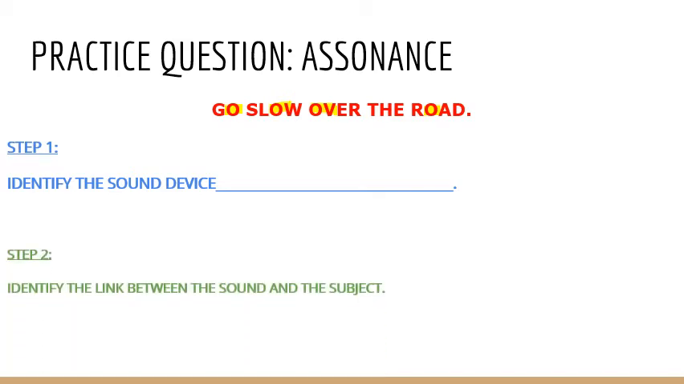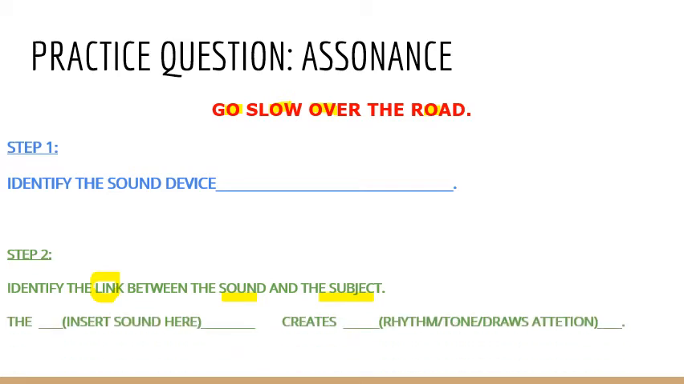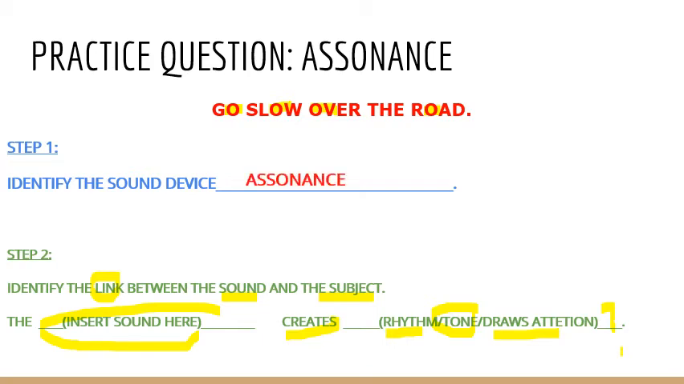Your second step when it comes to assonance is again, I need to see the link between the sound and the subject. What exactly did they try to do here? So what is the sound, and is it trying to create rhythm, or is it creating a tone, or is it trying to draw my attention? What is its function here? As I said, your step one should be very easy marks, bam, in your pocket, 1 mark.